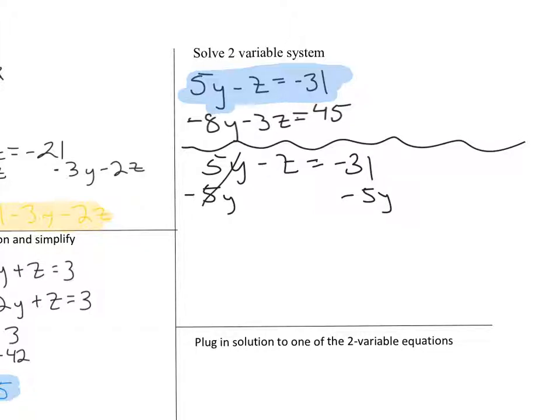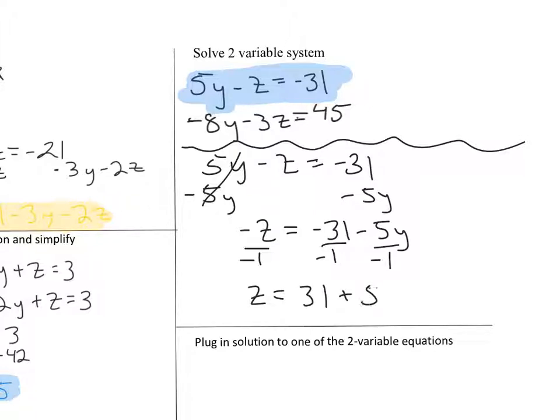These will go ahead and add to 0, and then I have minus z is equal to negative 31 minus 5y. Now, let's go ahead and get rid of the negative. The way we do that is we divide by a negative. You could also say multiply. Both work just fine. And we have z is equal to 31 plus 5y.